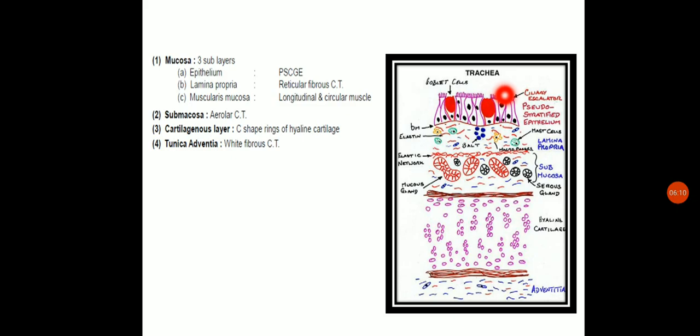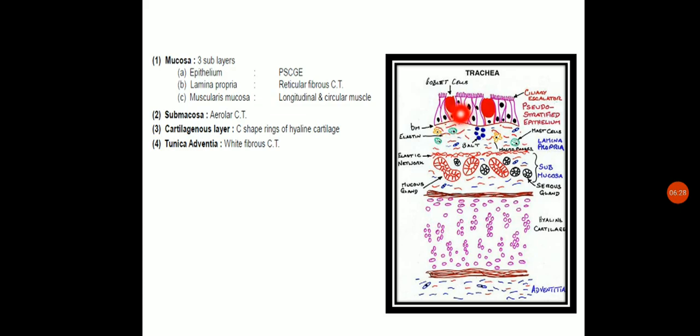So this will possess cilia. Along with this cilia, there will be some cells in this epithelial layer which are responsible for secretion of mucus, and these cells are called goblet cells.